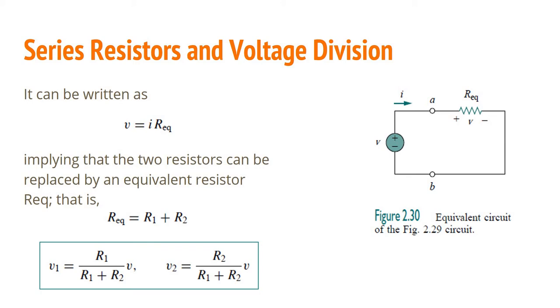So if we sum up all the resistors given, what we call is the equivalent resistance, implying that the two resistors can be replaced by an equivalent resistor, or what we call R sub EQ, or equivalent resistance. That is, equivalent resistance equal to R1 plus R2. So, when they are in series, this is applicable for series resistors. And then, for the voltage, figure 2.30 is the equivalent circuit where the two resistors are combined and called the equivalent resistance or R sub EQ.